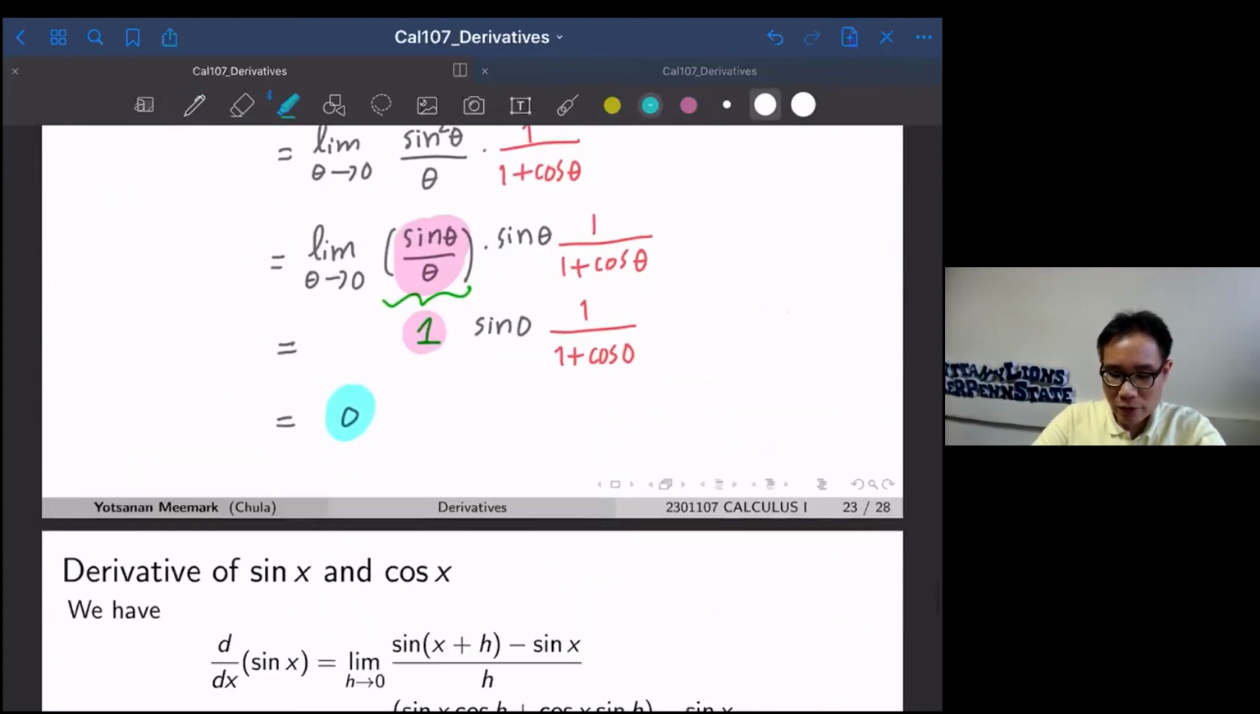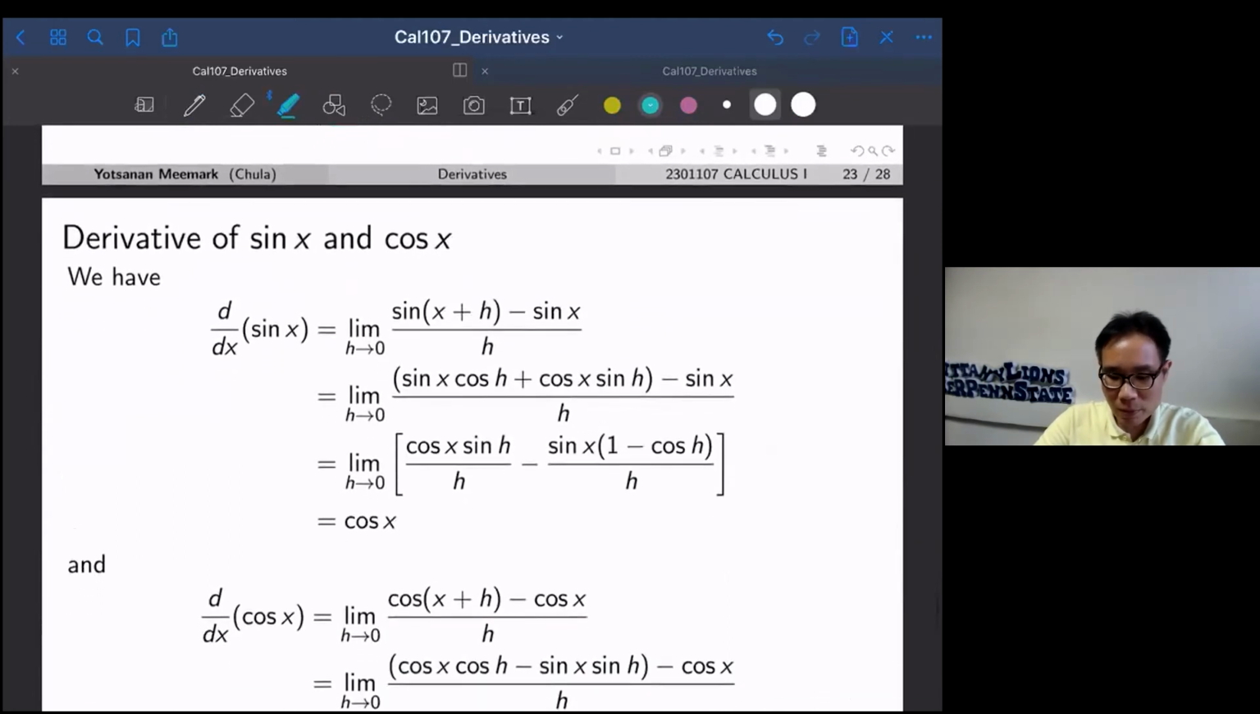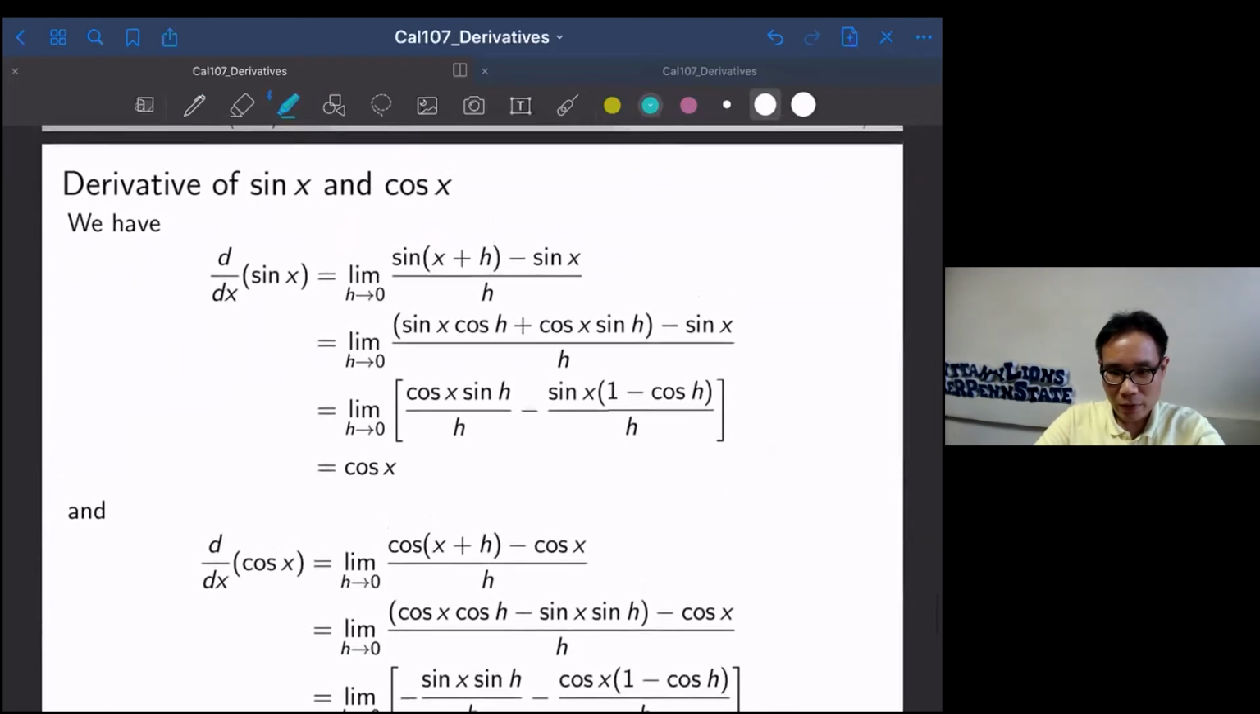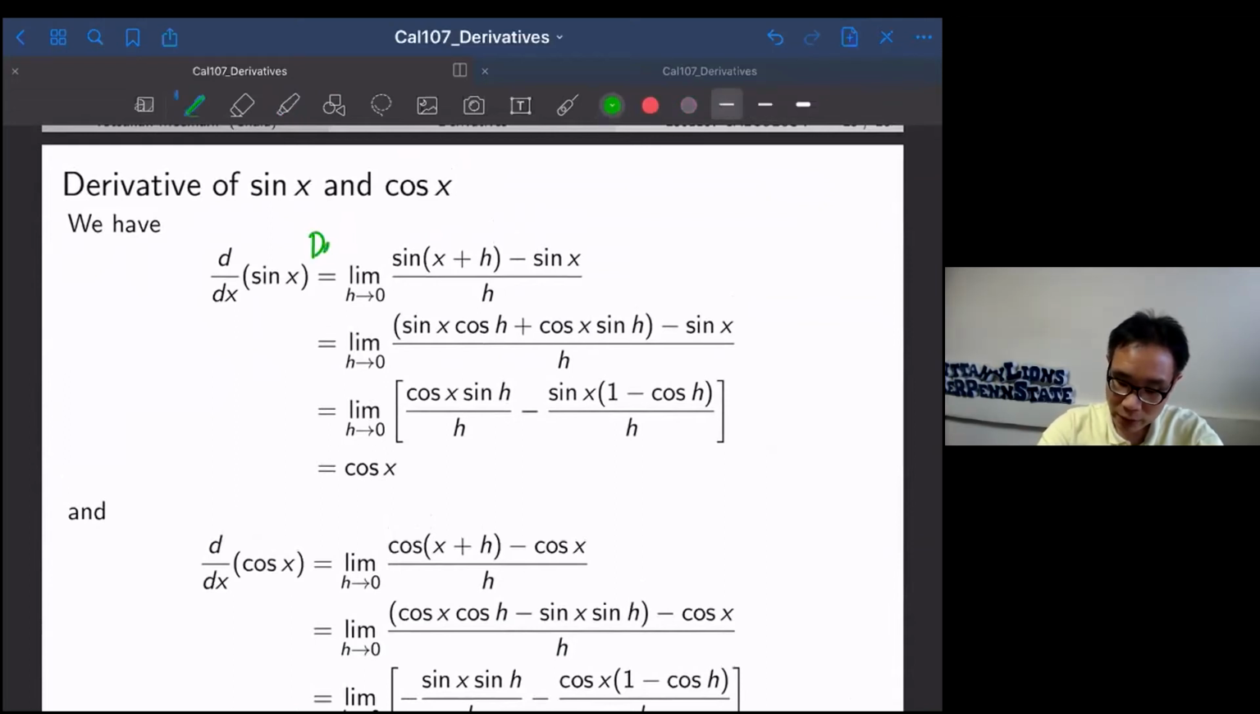Why are these two limits important? Because we would like to find the derivative of sine and cosine. The derivative of sine x, by using the definition, we would get the limit as h goes to 0 of sine of x plus h minus sine x, over h.